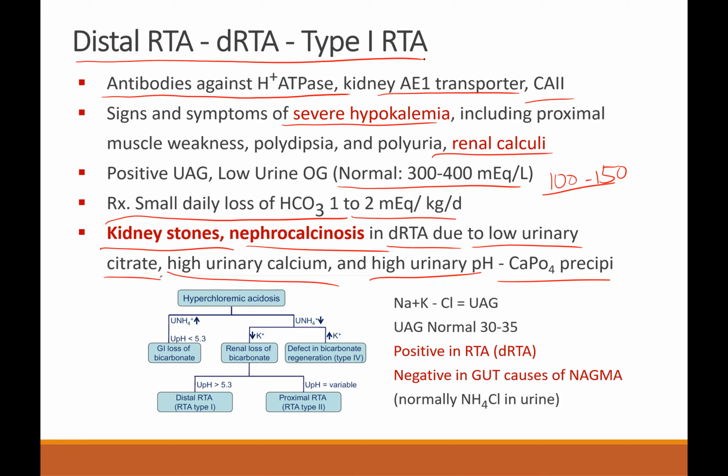Okay, now you look at here. So urine anion gap: sodium plus potassium, the cations, minus the anion chloride, what remains is the urine anion gap.